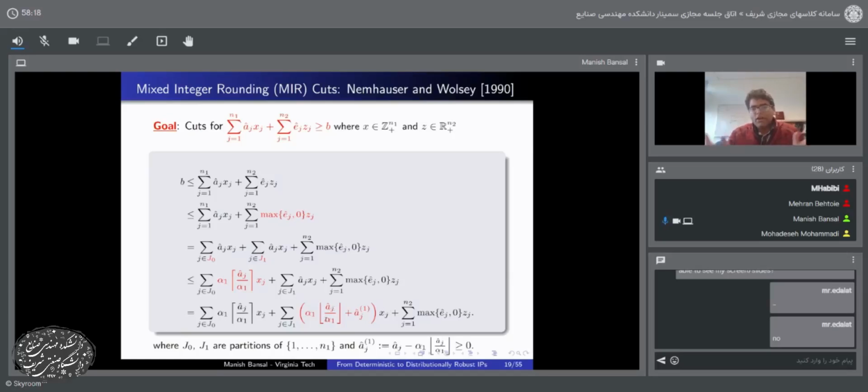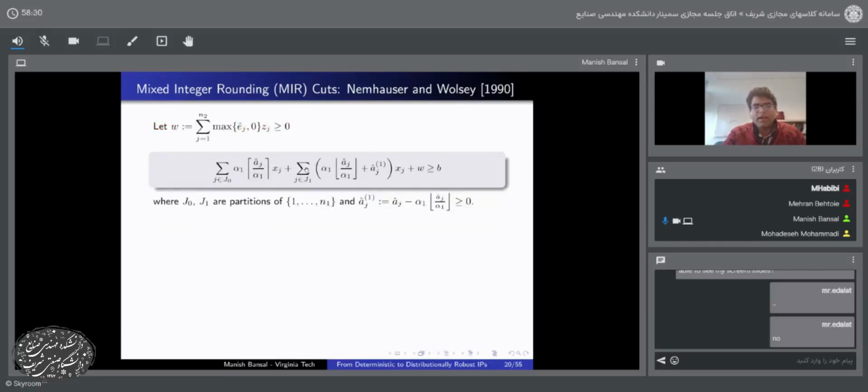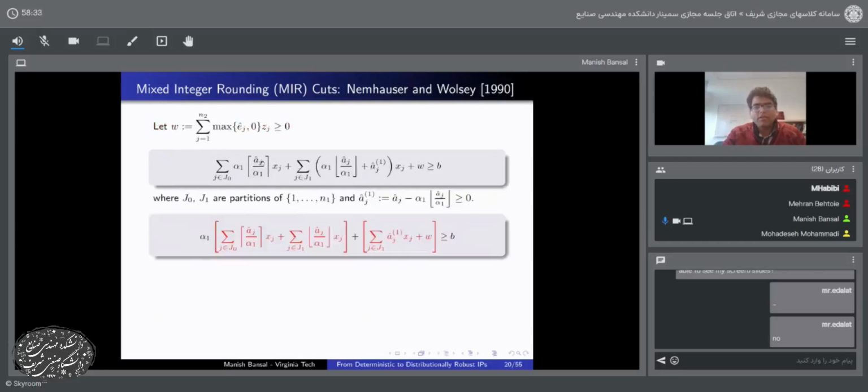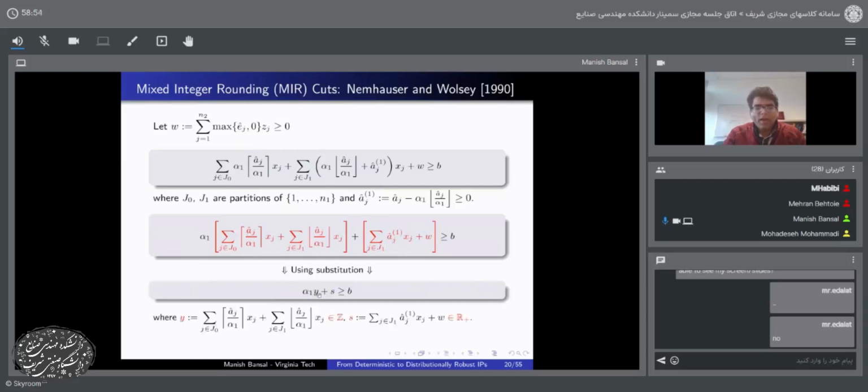So all I'm doing is getting valid inequalities for the set. Now, as you can observe, I'm going to collect the terms corresponding to alpha 1. So this was the inequality I had. I will collect all the terms corresponding to alpha 1. Notice that this is just an integer expression because all the coefficients and all the variables are integer. The remaining part is a non-negative continuous expression. So I can just substitute y equal to this integer expression, and s equal to this non-negative continuous expression.